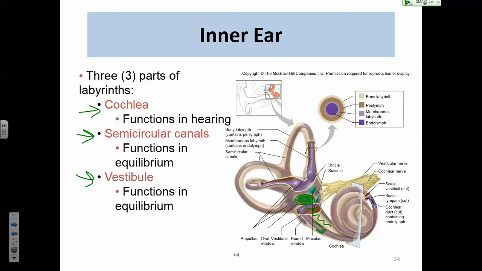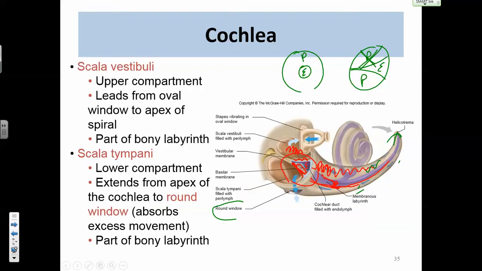Wherever that vibration movement or the liquid movement channels through, those are the receptors that are going to get activated. Okay? And that's going to cause you to hear different frequencies. Okay, and then any excess movement is absorbed by the round window. So all these little areas are going to have a name. The action is actually quite simple, but you've just got to get the terminology down.